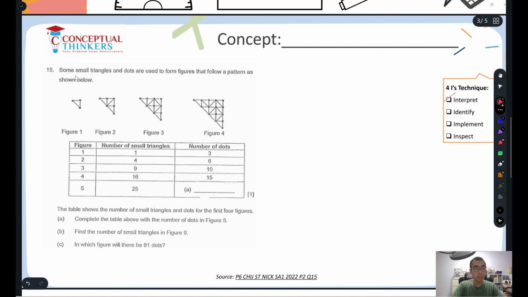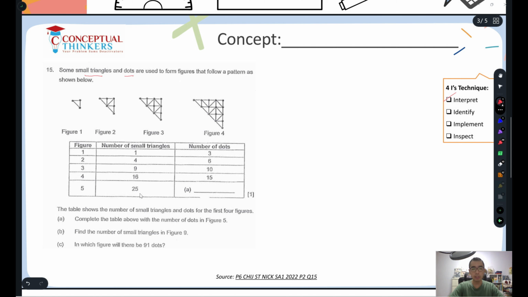So let's interpret the question first. There are some small triangles and dots used to form figures that follow a pattern as shown below. So we have figure 1, figure 2, figure 3, figure 4. Now the good thing is they actually provide a table here. If the question didn't provide any table, I strongly suggest you do something like this so that we can see some number pattern in terms of their changes to the next figure. Okay, so we have figure 1 for the first column, so 1, 2, 3, 4, 5. Then for the second column, we can see the number of small triangles, from 1, 4, 9, 16, 25.